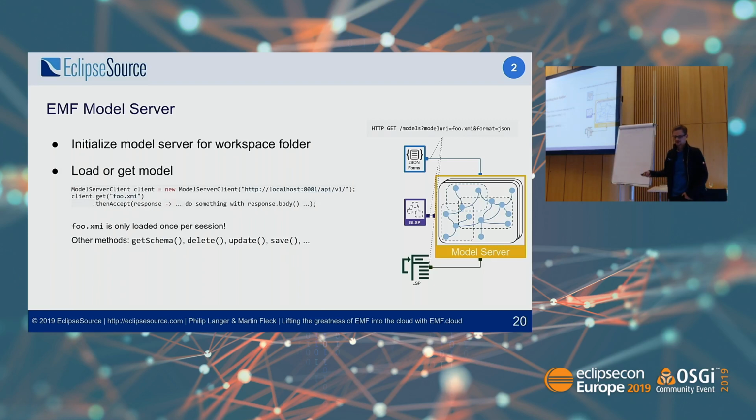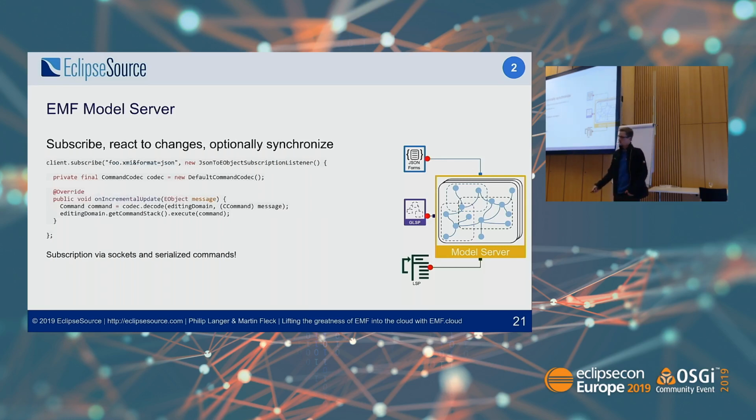So what does this service look like? We have to first start this model server in a workspace folder, initialize it with a workspace location. That's important because EMF also has this workspace-dependent way of resolving things. And then you can use the client API to, for instance, load something by just connecting to it and then getting the model, and then you will be called whenever the service gets back to you. Note that in this model server, if you choose to, the loaded resource will only be loaded once and will then be shared among all the clients. Of course, there are other methods, but I won't go too much into detail.